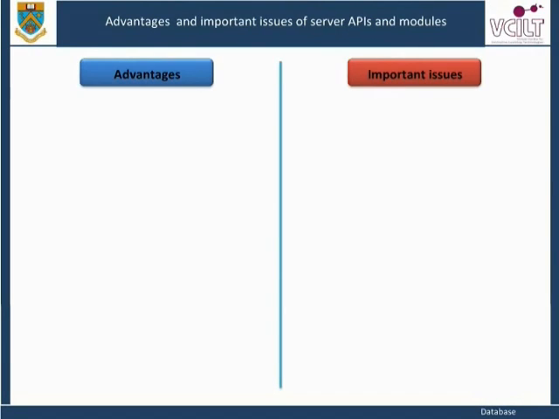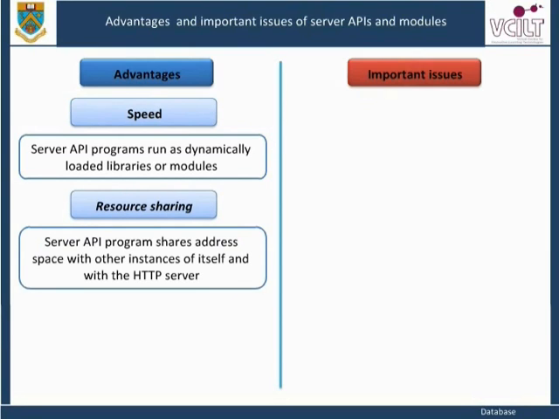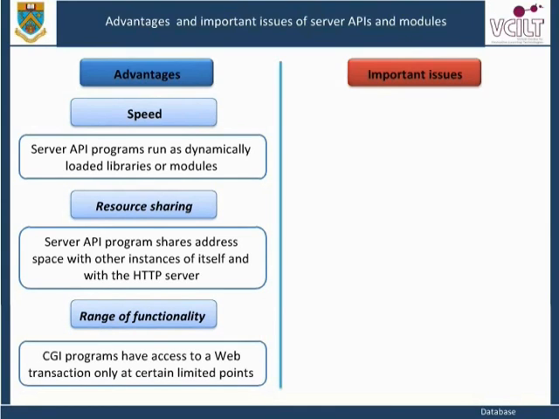Having database access programs coexist with the HTTP server improves web database access by improving speed, resource sharing, and the range of functionality. Advantages: speed. Server API programs run as dynamically loaded libraries or modules. Resource sharing. Unlike a CGI program, a server API program shares address space with other instances of itself and with the HTTP server. Range of functionality. CGI programs have access to a web transaction only at certain limited points.